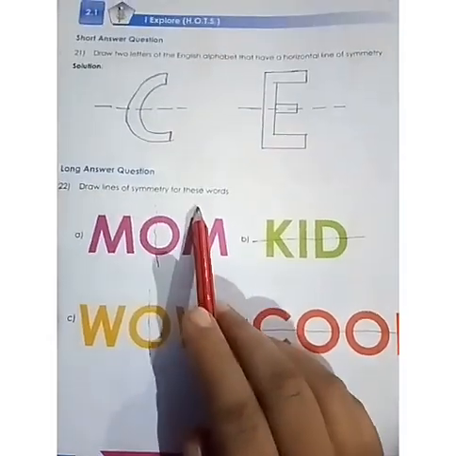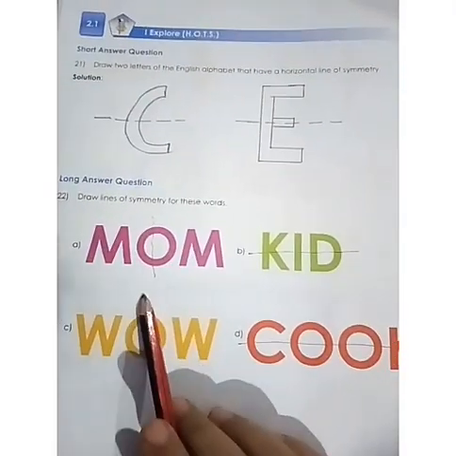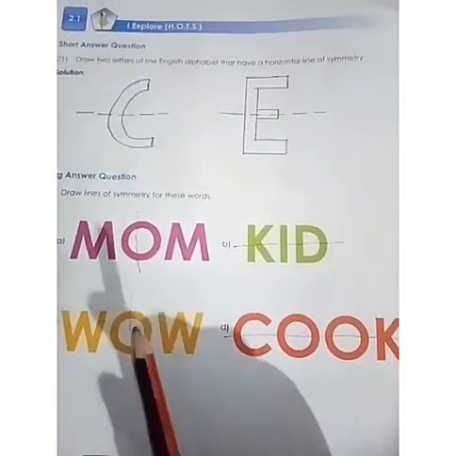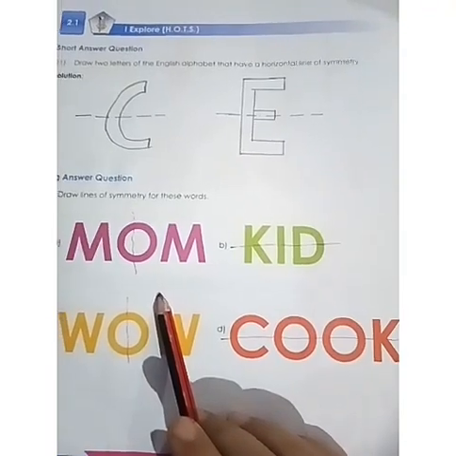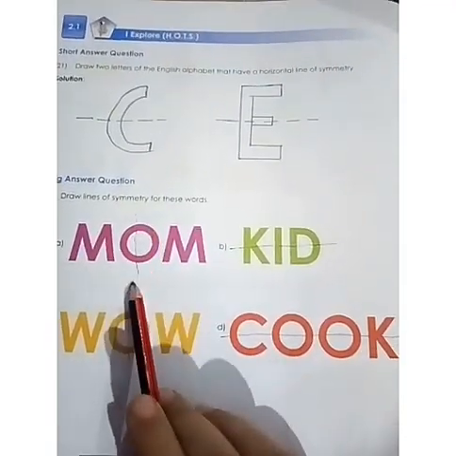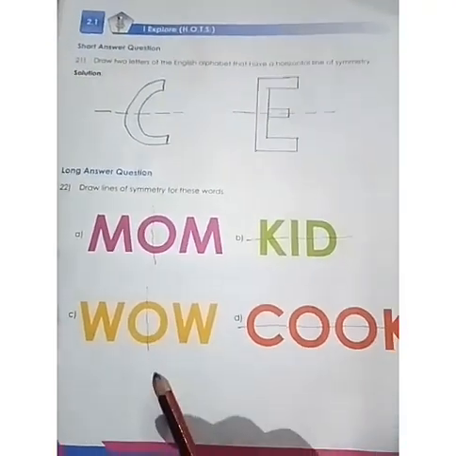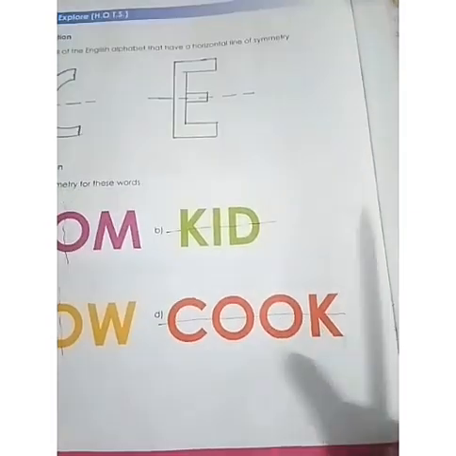Draw the lines of symmetry for this word. Okay, so we can draw, no need to write on your own, you can draw in the picture, and you have to use the scale while drawing the lines of symmetry. It should be a straight line. So for mom it will be vertical, for kid it will be horizontal, for wow it will be vertical, and for cook it will be horizontal.